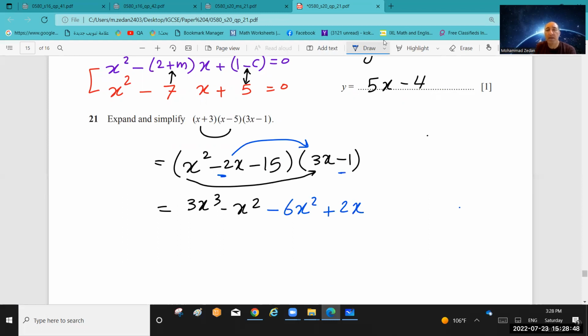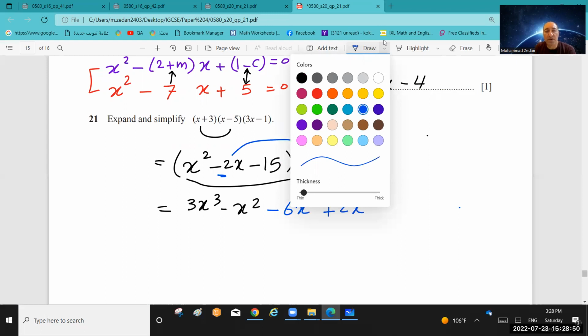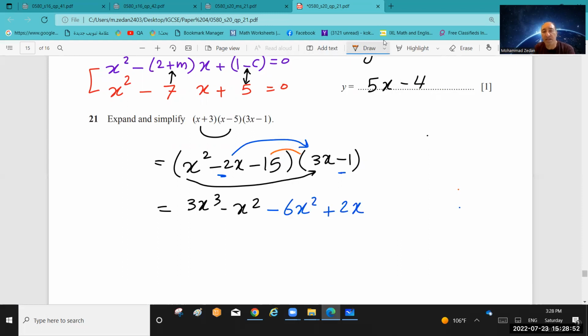And finally, negative 15 multiplied inside gives you negative 45x plus 15, because negative 15 and negative 1, the product is 15. So the final answer is 3x cubed minus 7x squared minus 43x plus 15. I hope to be correct.